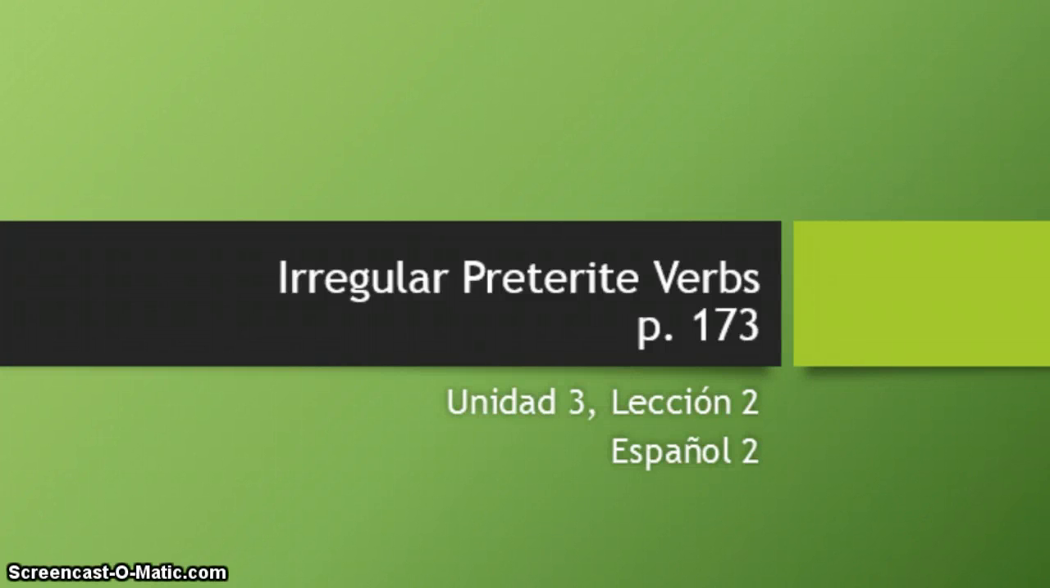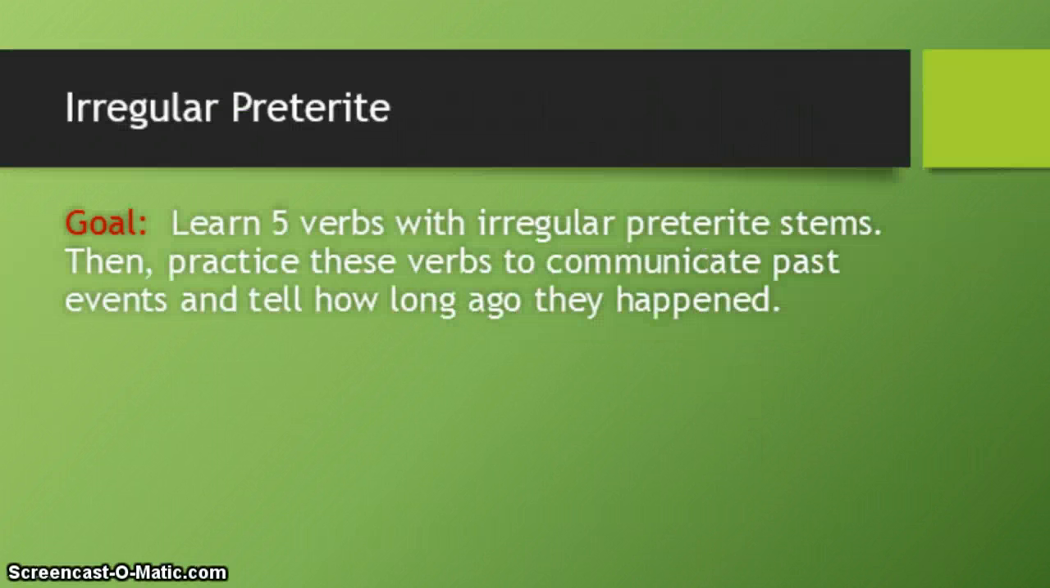Hola chicos, aquí tengo el video para Unidad 3, Lección 2 de Español 2. Estamos hablando del pretérito y algunos de los verbos irregulares. Toda la información está en página 173.